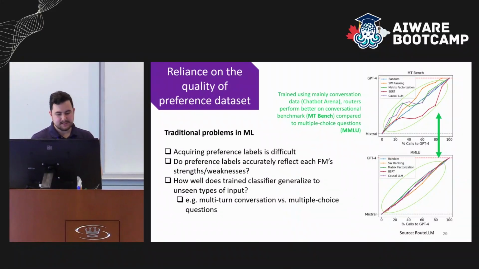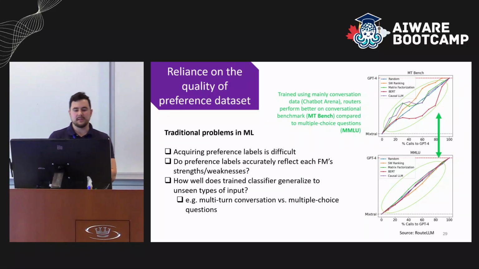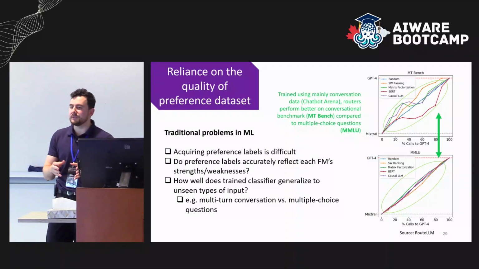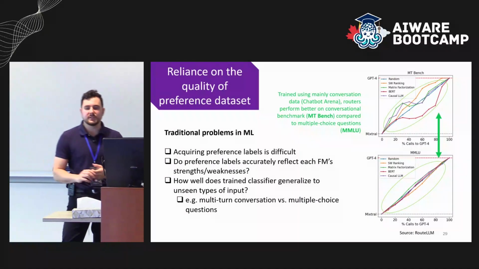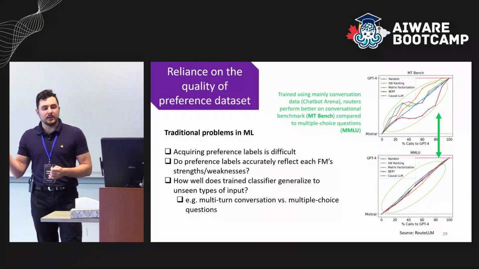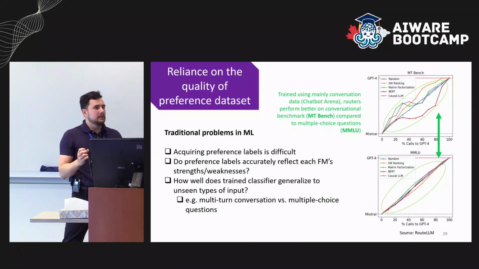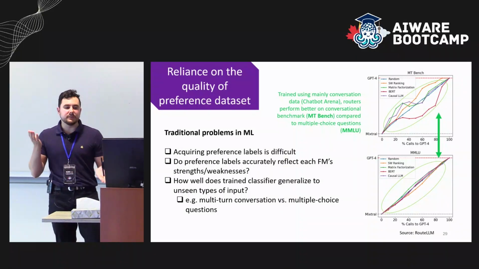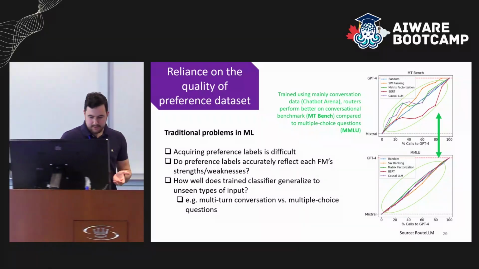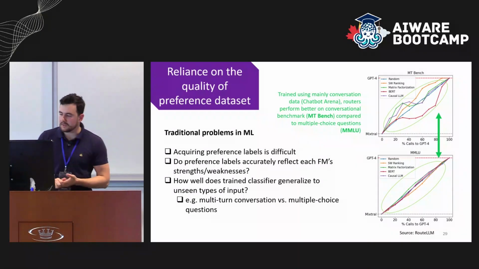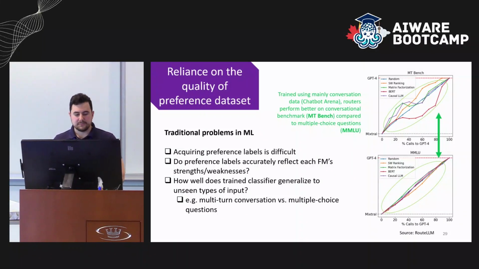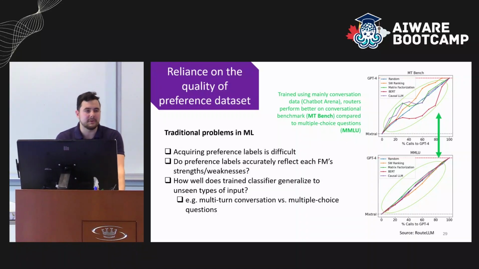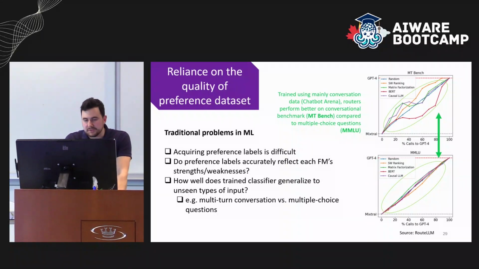Another common problem is out-of-domain generalization. Are the preference labels actually properly reflecting the strengths and weaknesses of every foundation model? For example, if you compare OpenAI's O1 in reasoning to GPT 3.5 from one or two years ago, it's very different. How do you measure that? And last, as I mentioned before with the graphs, it's how well it generalizes to unseen types of input. That's another big problem. But these are all traditional ML challenges, and there are ways to mitigate this.